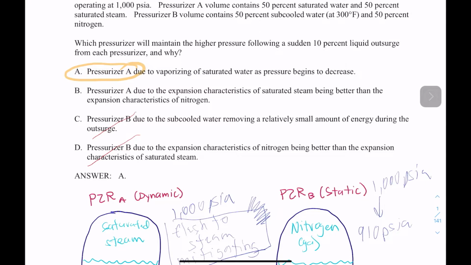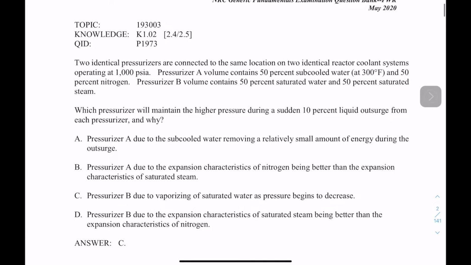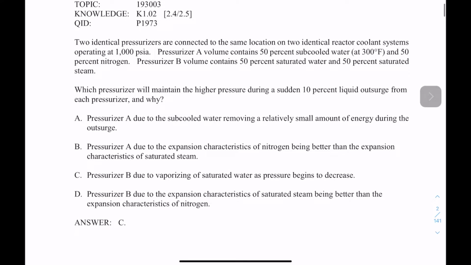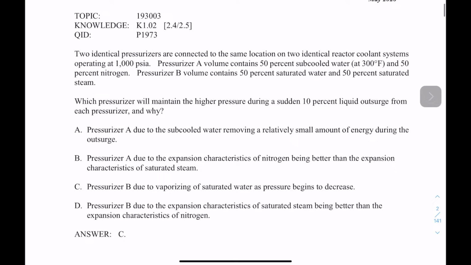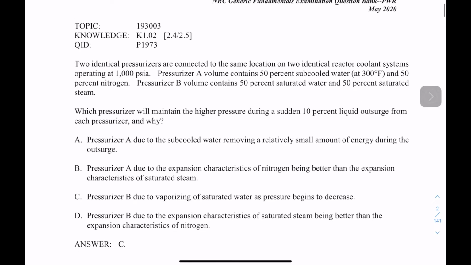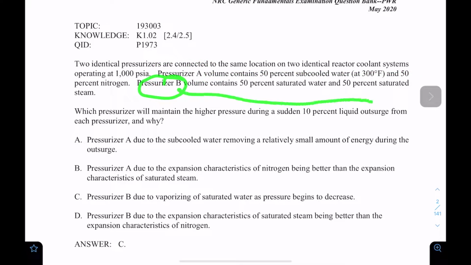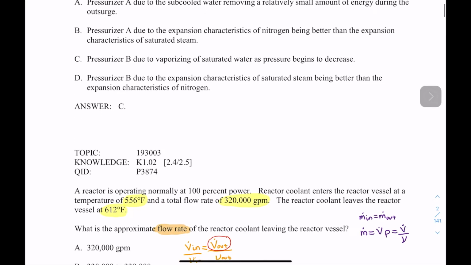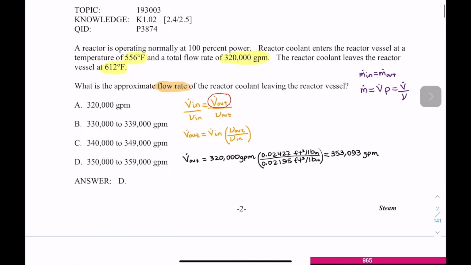I hope this helps on this one. And the other one is basically the same. It's just telling you pressurizer A is the static system and pressurizer B is the dynamic system, and you know how to do that. That's only 2 questions. But okay, let's move on to the next one.